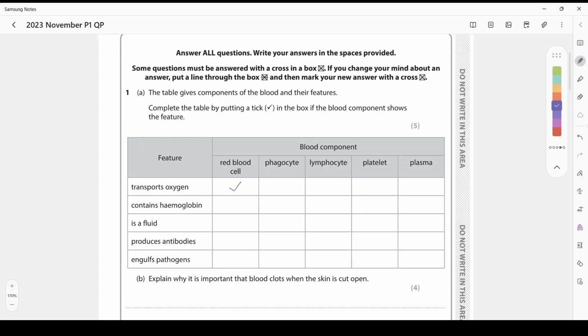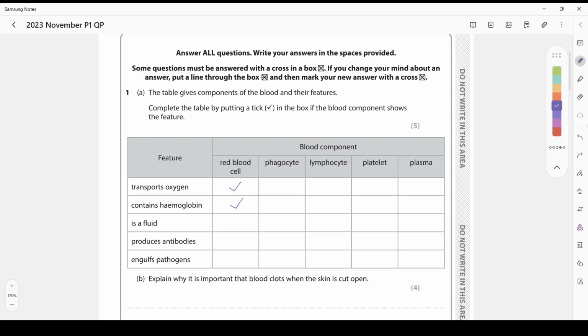And how it transports oxygen is that the oxygen gets carried by a protein called hemoglobin. All right, red blood cell is not a fluid because it's a cell and doesn't produce antibodies and doesn't engulf pathogens either. Let's go on to the next one, which is phagocyte.